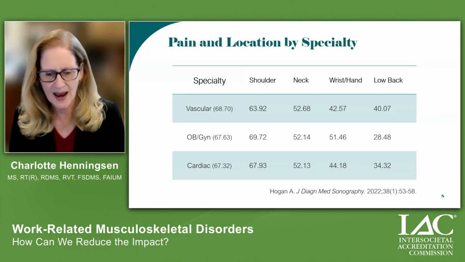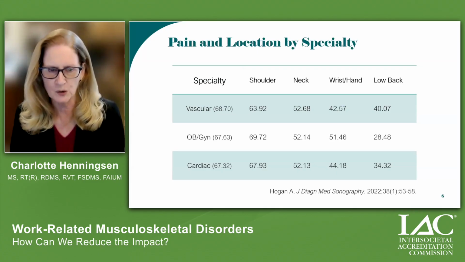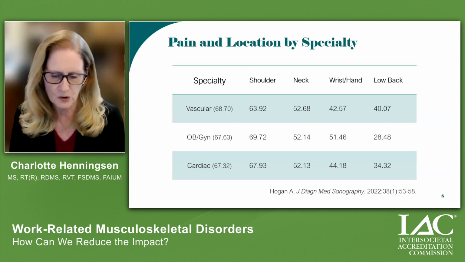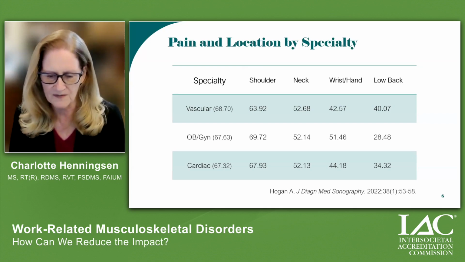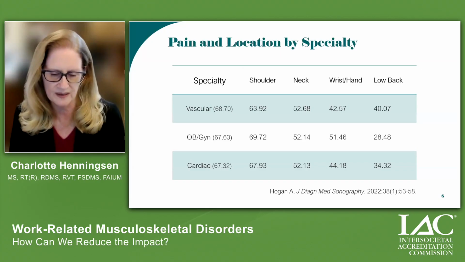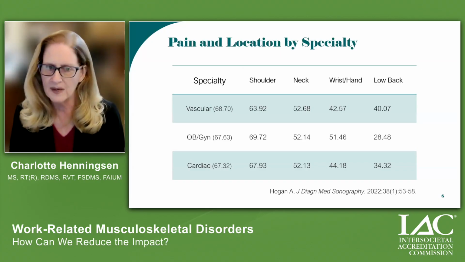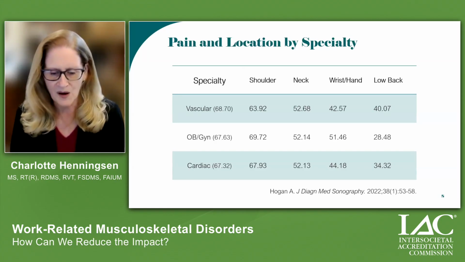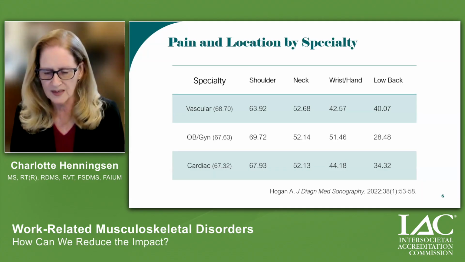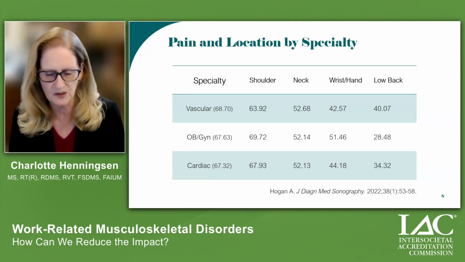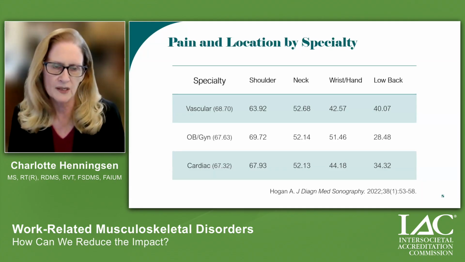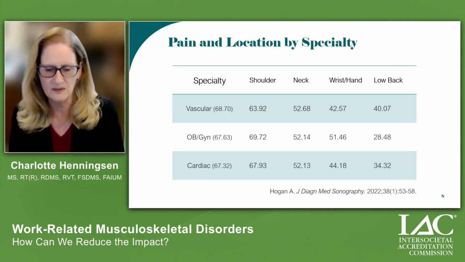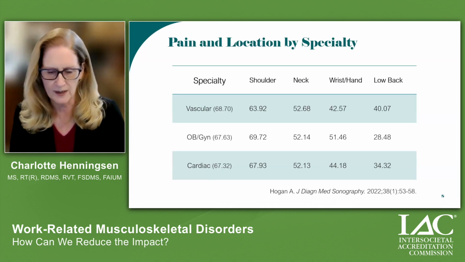And so as we look at pain and location of pain by specialty area, overall, I just want you to notice that in this research by Amanda Hogan, in part, they found that vascular had the greatest percentage of pain overall, albeit it was a close race and not a race that I would want to win. I also want to mention that visual discomfort and headache have also been frequently reported in sonographers as well. And then as you look at the location by specialty area, just note that again, the shoulder remains the number one area for injury.